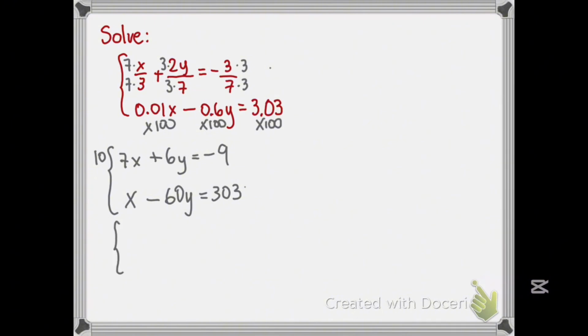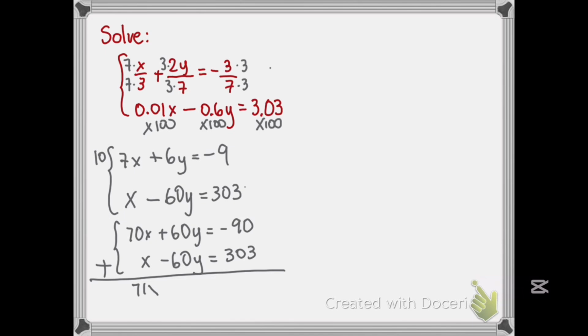So again we have to rewrite. That's going to be 70x plus 60y equals -90. And then here on the bottom we have x minus 60y equals 303. We didn't have to multiply anything on the bottom. And now we add. And so we have 71x. These two cancel because it's positive 60 minus 60. And then when I subtract that, I get 213. And when I divide by 71, I get 3.